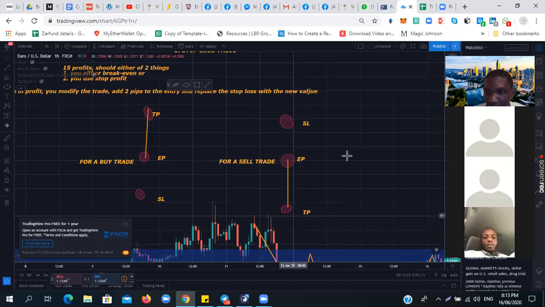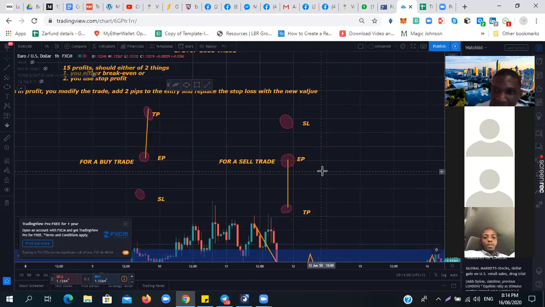Excuse me. Yes, go on. Is there any particular reason why we are using +2 and -2? Can't we use any other value? There's no particular reason. You can use +3, you can use +5, but why we are using +2 is that we want to allow the trade room to move around, because trades don't move in straight lines. Your trade may be 15 pips in profit now. It can come back to 10 before it goes to 20.